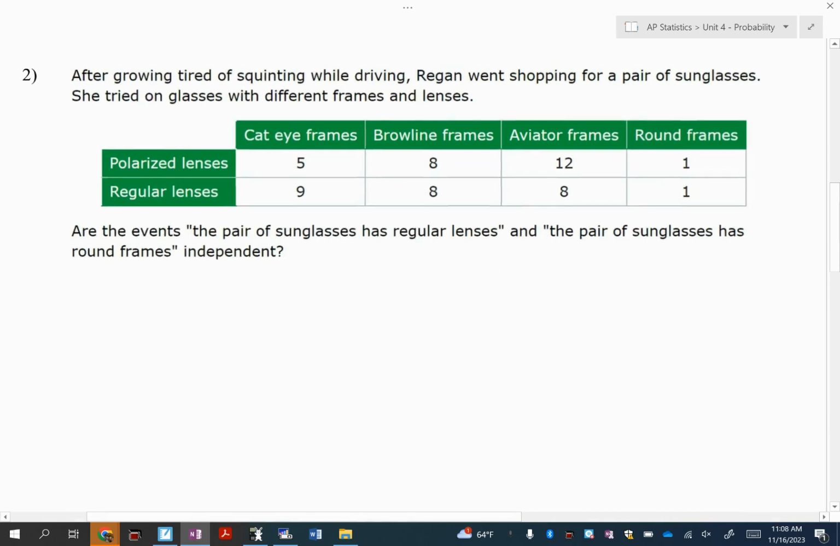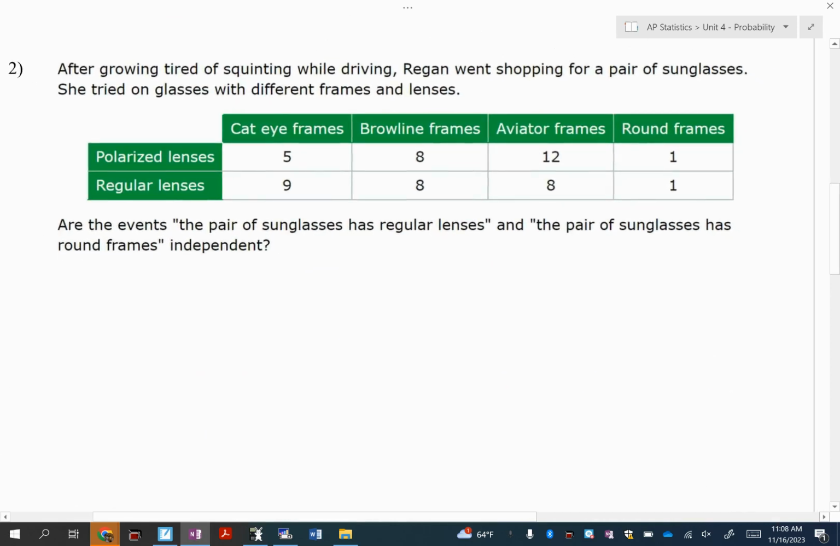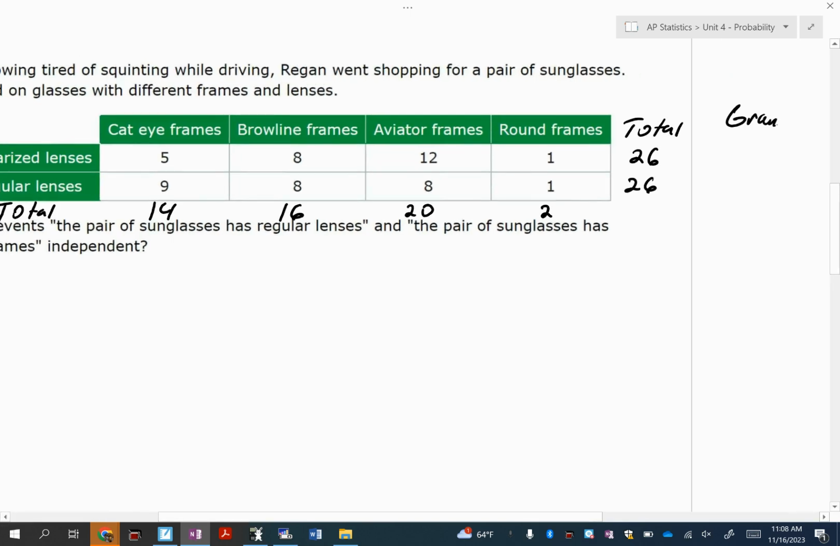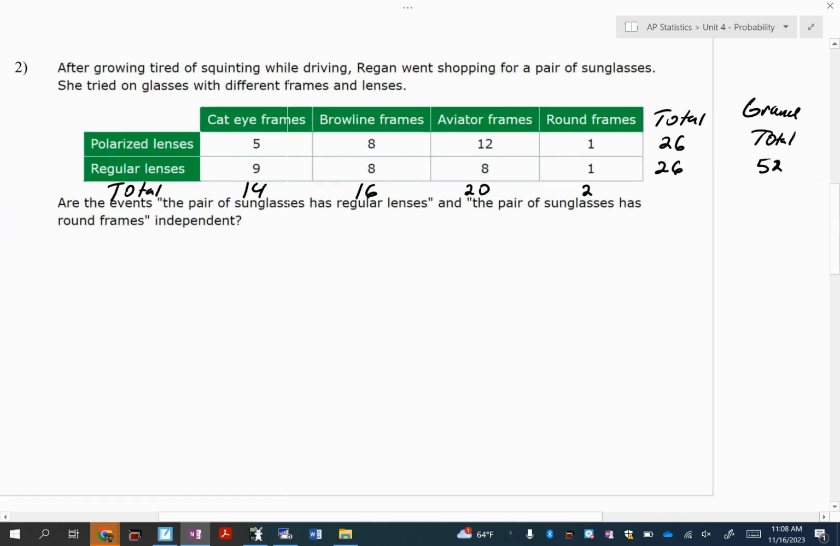Okay. Number 2. We have Regan is trying on glasses, tired of squinting while driving. That's the worst. Let's get some totals. So I have 14, 16, 20, and 2. What's that? 13, 25, 26, 17, plus 9. Is that also 26? Oh my. Is it 25? Isn't it 9 plus 9 plus 8? 18 plus 8 is 26? Okay, cool. Grand total? 52. We don't need to get mad about this.